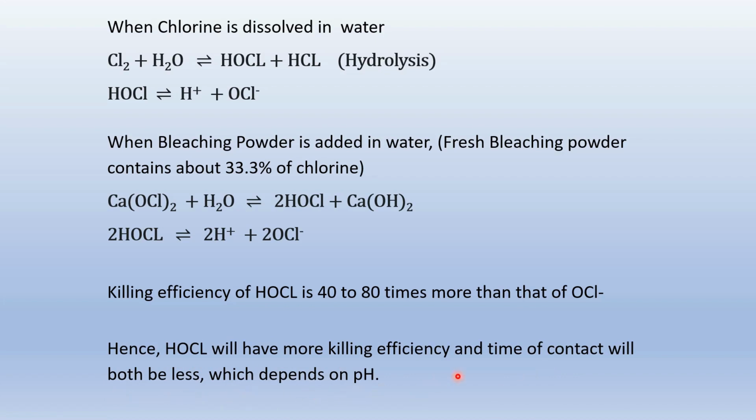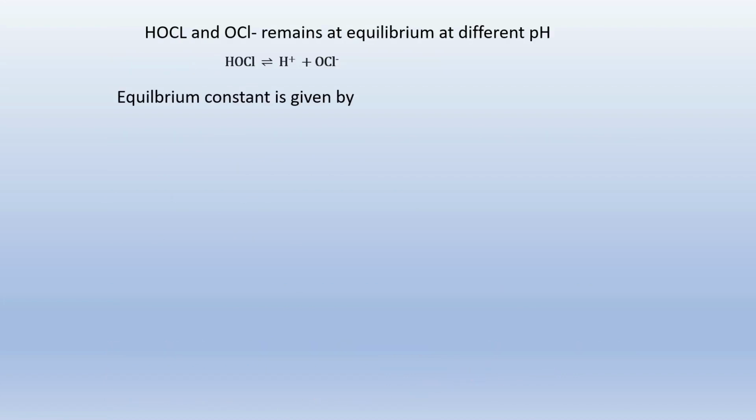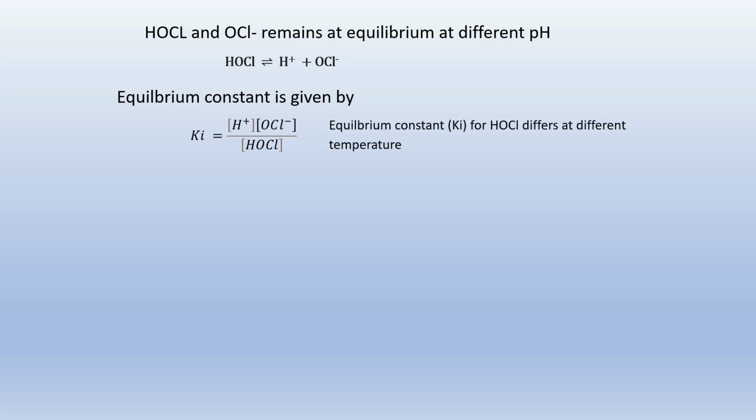The equilibrium constant is given by Ki equals the right side of the equation, H+ and OCl-, divided by the left side of the equation, which is HOCl. The equilibrium constant Ki for HOCl differs at different temperatures. Rearranging the above equation, Ki by H+ is equal to OCl- by HOCl.